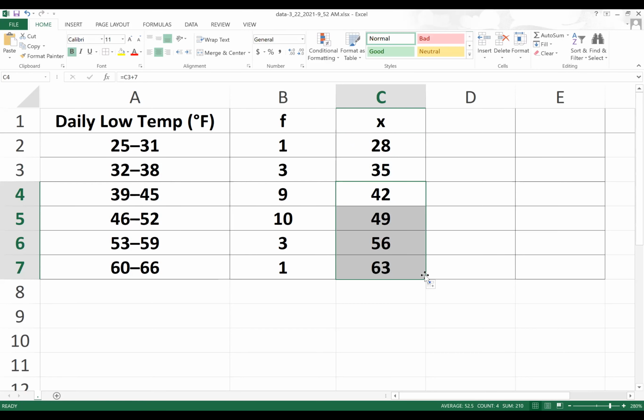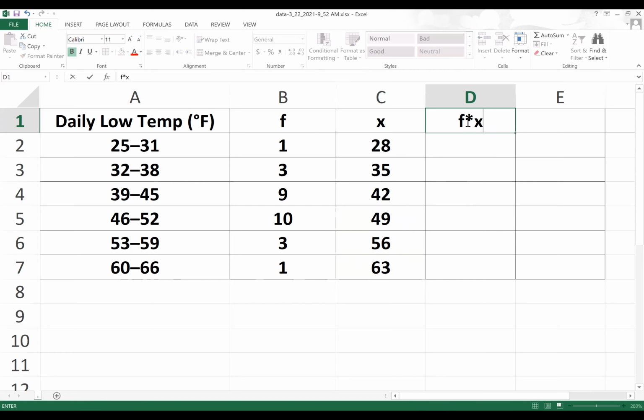Get the rest of them. Easily, right? You can double check the last one to make sure it is 63. Adding 60 and 66, divided by 2, that turned out to be 63. That means all the midpoints are good. Now we're going to multiply frequency by the midpoint.